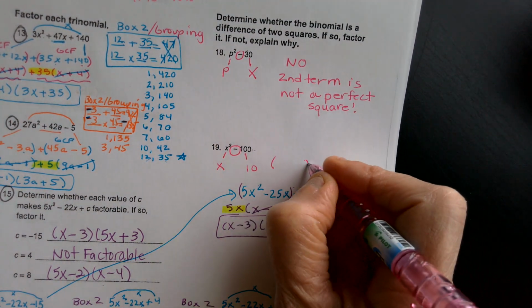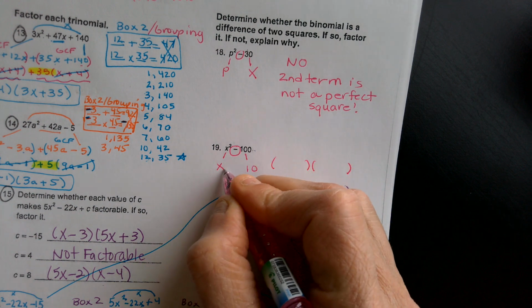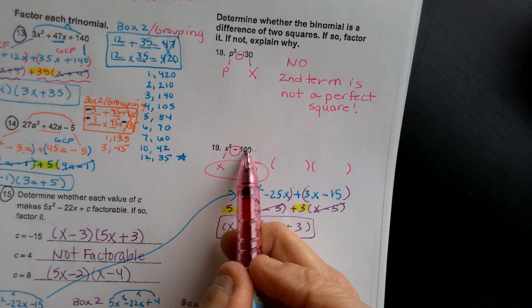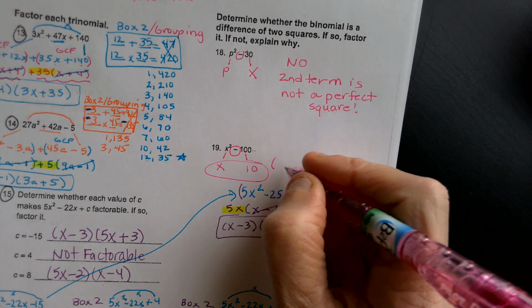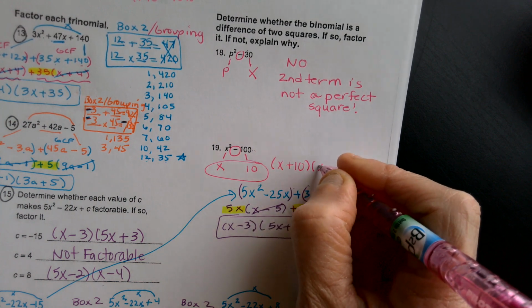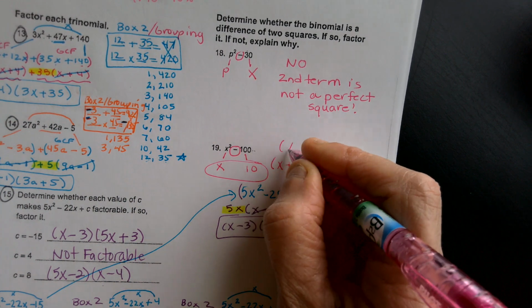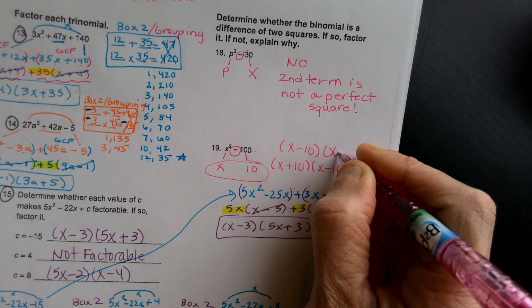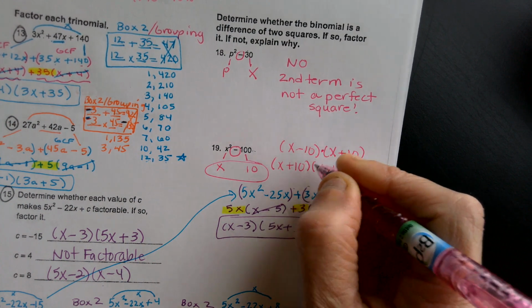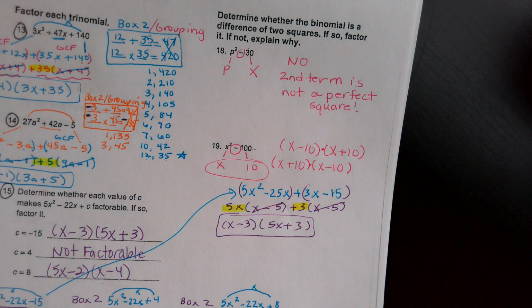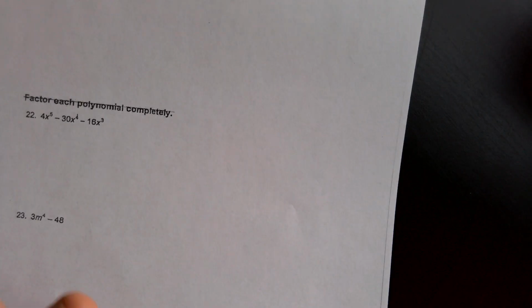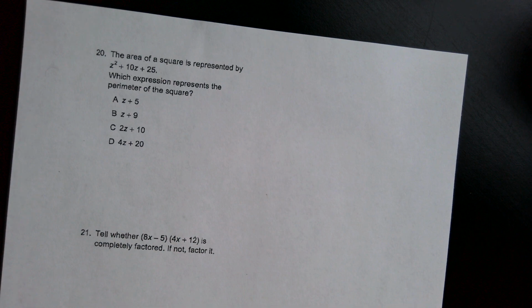So I still have 2 parentheses. But one is going to, and these are my numbers. I'm not using these. I'm using these. But it's x plus 10, x minus 10. Or you could have, of course, written it in this order. That's irrelevant. Since it's multiplying, it doesn't matter. Okay. All right, class, we're getting there. Just a couple more.